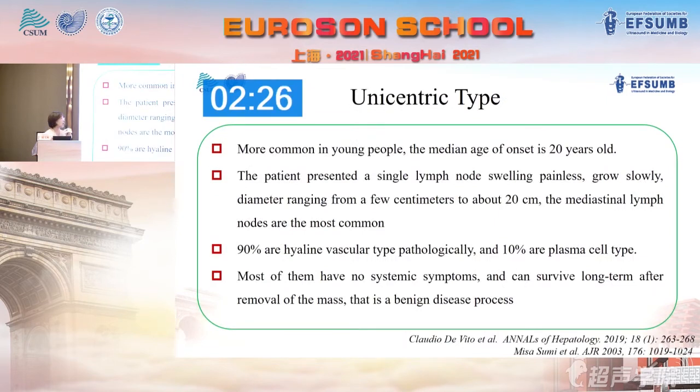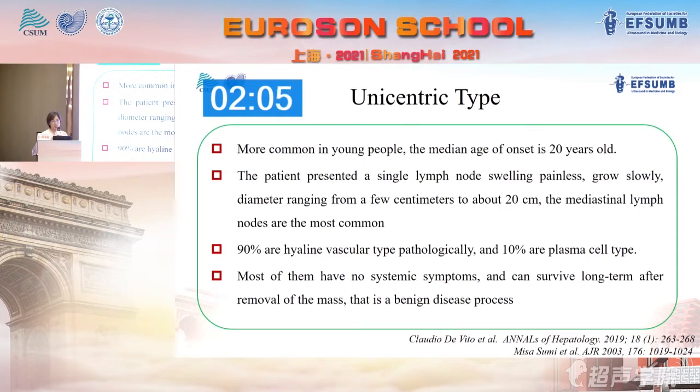The unicentric type occurs more commonly in young people. The median age is 20 years old, and the patient presented a single lymph node swelling, which grows slowly. The mediastinal lymph nodes are the most common. 90% are hyaline vascular type and 10% are plasma cell type.